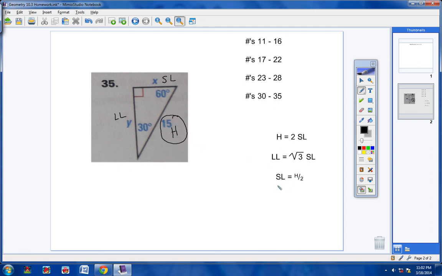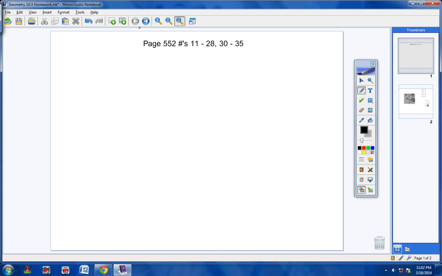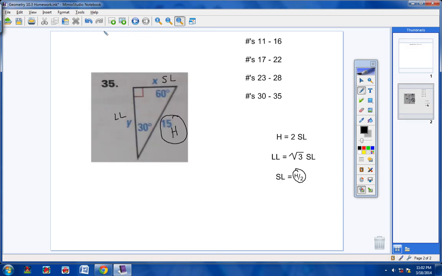Well, I know right away to find the shorter leg, I can always take the hypotenuse and divide it by 2, and that will give me the shorter leg. So I know that my hypotenuse is 15, so 15 divided by 2 is 7.5. So my shorter leg here is going to be 7.5. Now, how do you find the longer leg? Well, you take the shorter leg and multiply it by the square root of 3. My shorter leg is 7.5, so my longer leg would be 7.5 times the square root of 3. And that's my longer leg.